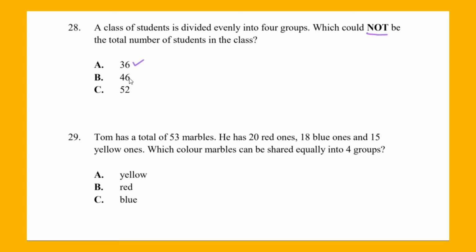What about 46? No, it's not. And 52? Yes, it is. So our answer is 46. 46 is not a multiple of 4. Thus, it cannot be divided evenly into 4 groups.